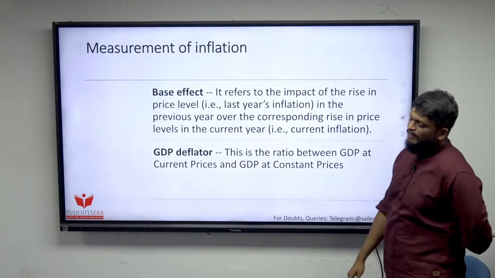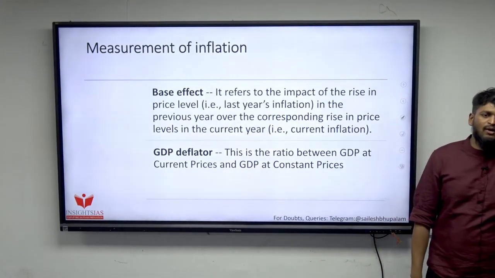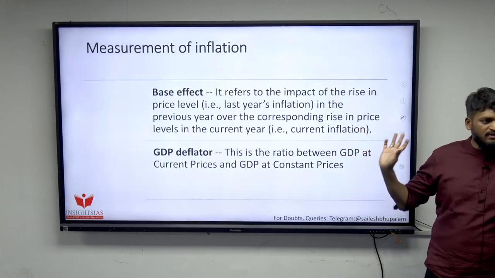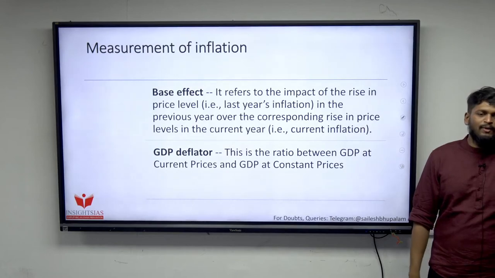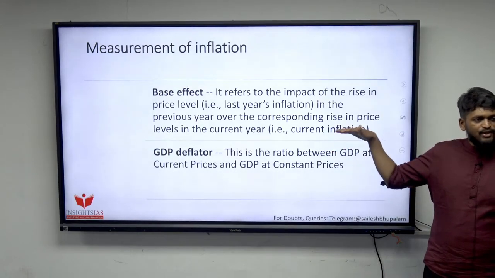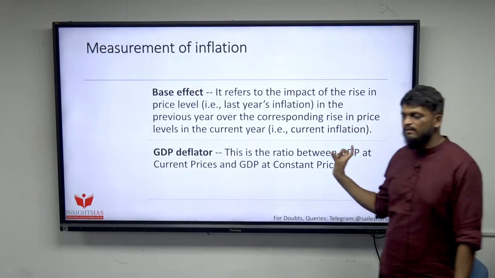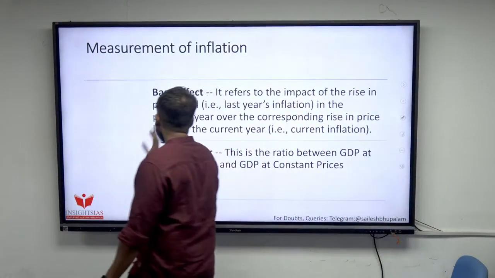So, in measurement of inflation, right now you understood how measurement is done using some sort of index. Index means it is a number which shows something. CPI, consumer price index, means it will show how consumer prices have changed over the years. That number will tell us something. So, now coming to base effect.